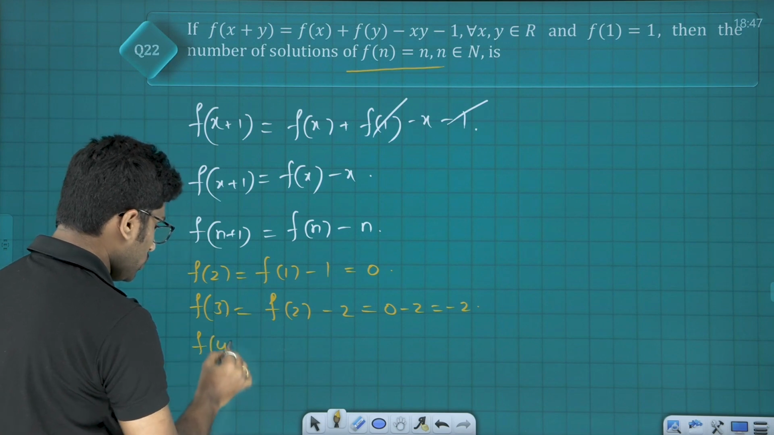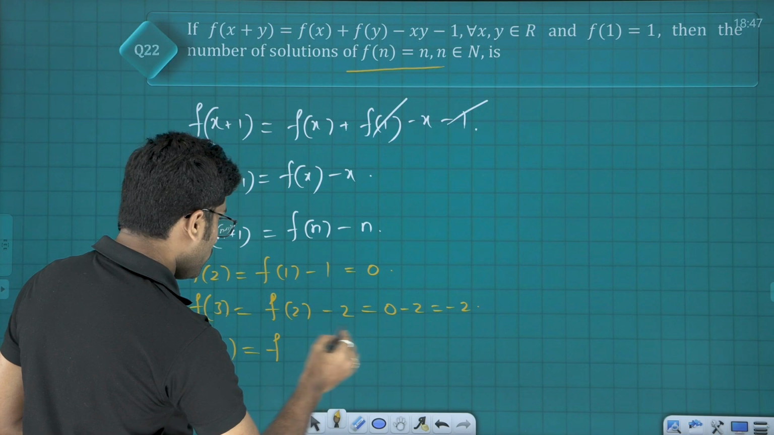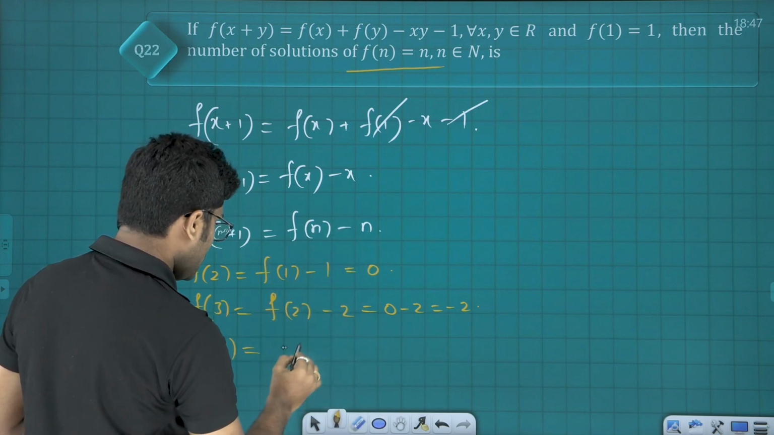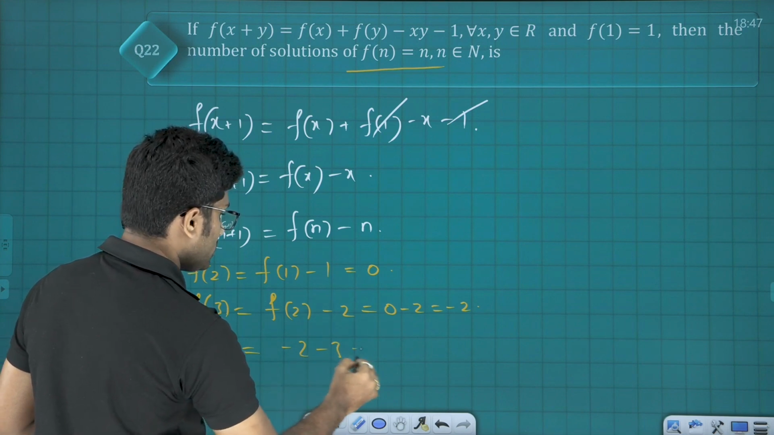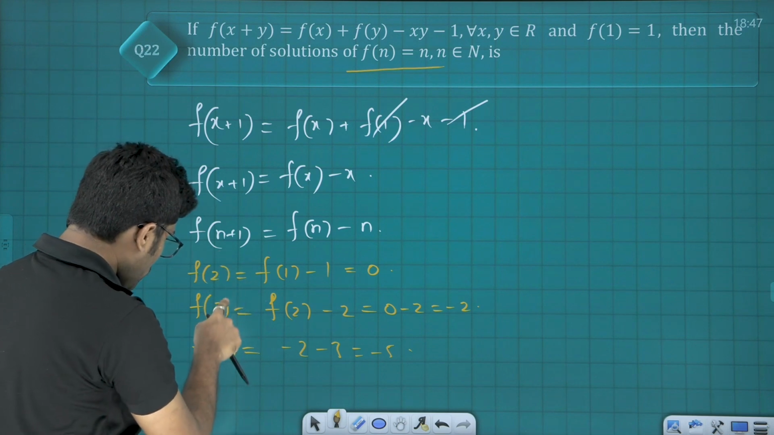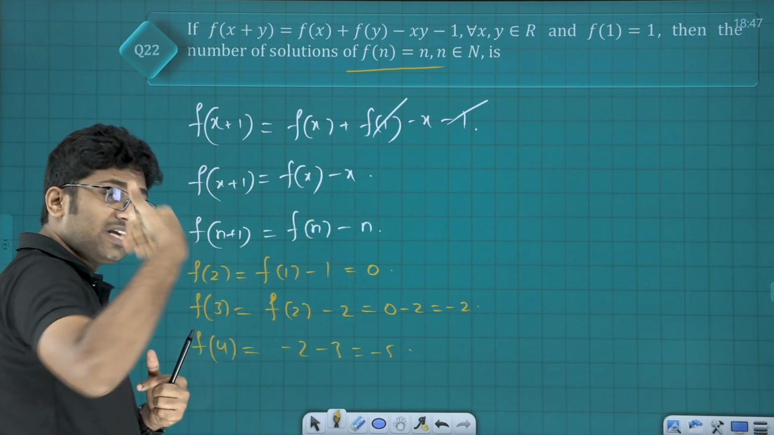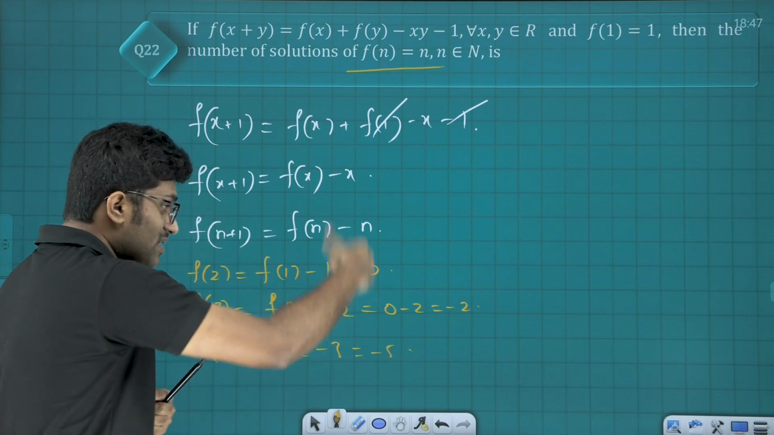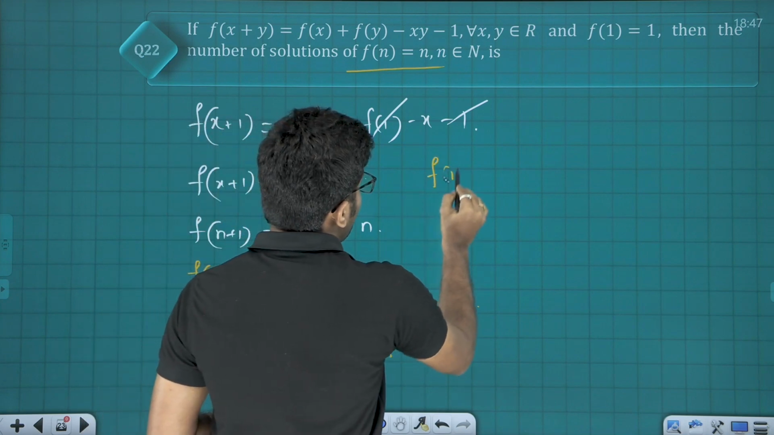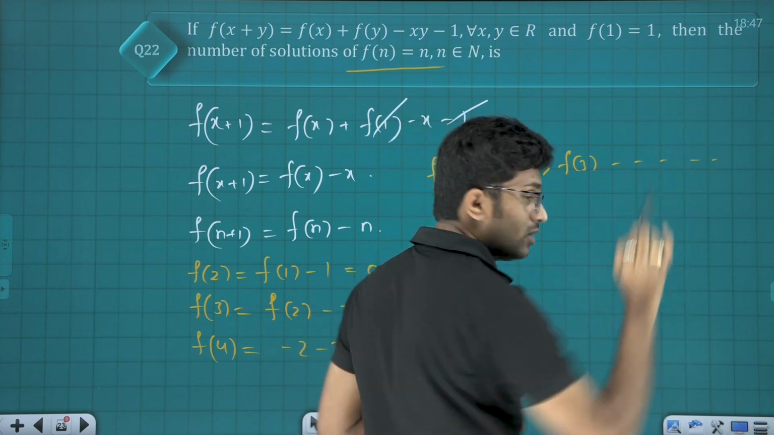In the same way, f of 4 is f of 3 minus 3. F of 3 is clearly minus 2. Minus 2 minus 3 is minus 5. Now, once you observe this, friends, f of 2, f of 3, f of 4, as you keep on increasing the input, the output keeps on decreasing. So that means clearly f of 1 is greater than f of 2, which is greater than f of 3, and so on.